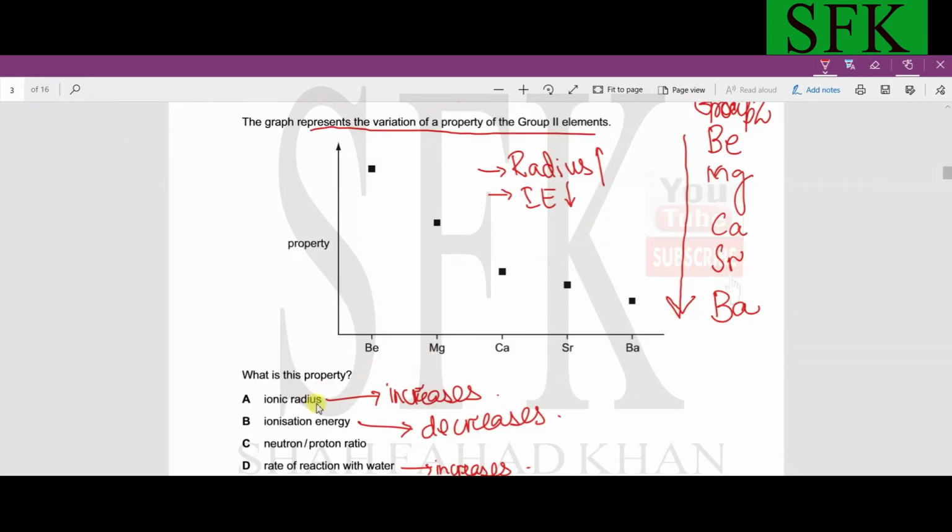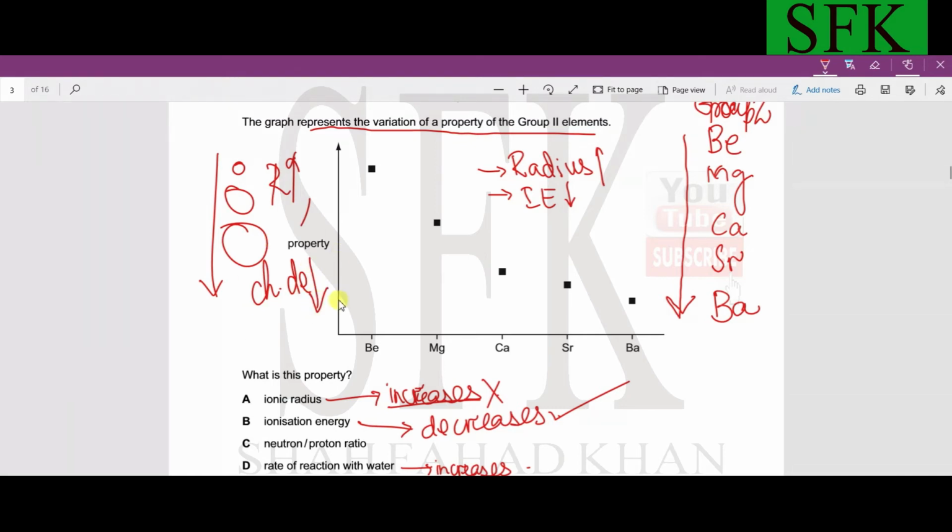If we look at the ionic radius as we go down the group, the number of shells are increasing and therefore the ionic radius increases. It does not decrease, so A cannot be the answer. What about ionization energy? Yes, ionization energy decreases down the group because the atomic radius is increasing and hence the charge density is decreasing. So if the charge density decreases, therefore ionization energy decreases. So B is the correct answer.